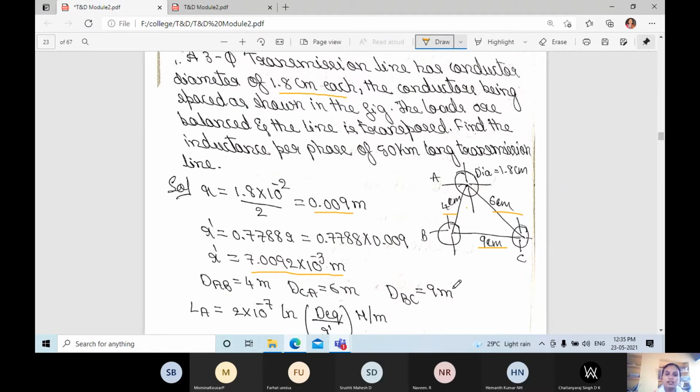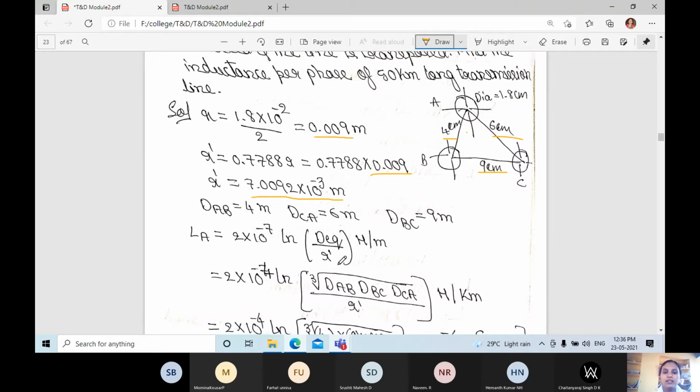Radius is equal to diameter divided by 2. They have given the diameter in centimeter, so we take 10 to the power of minus 2 to convert into meter. If you solve this, you will get 0.009 meter. R dash is equal to 0.7788 into R. R value we know, so substitute and get the value of R dash. You will get 7.0092 into 10 to the power of minus 3 meter.